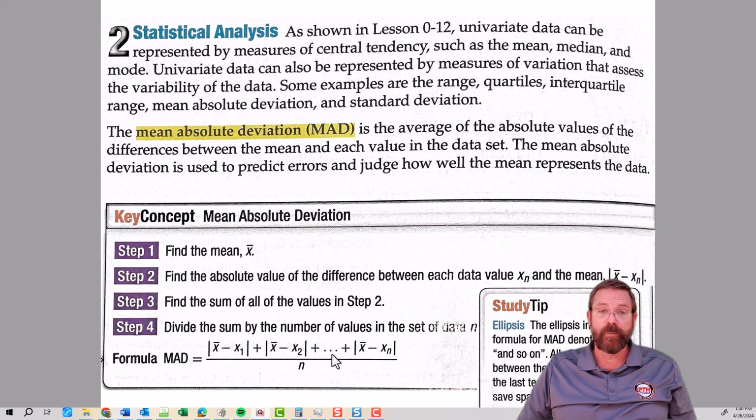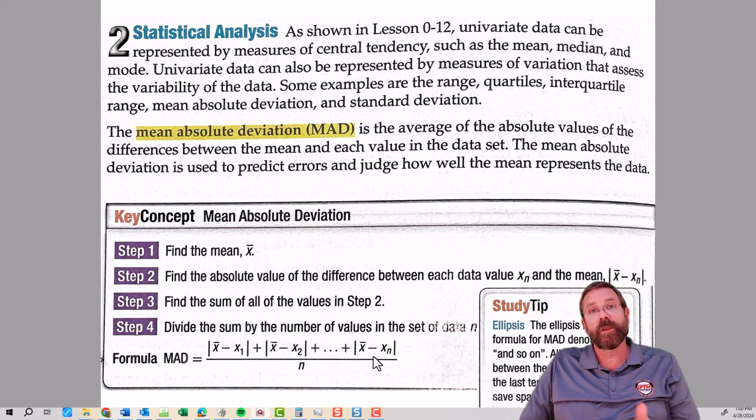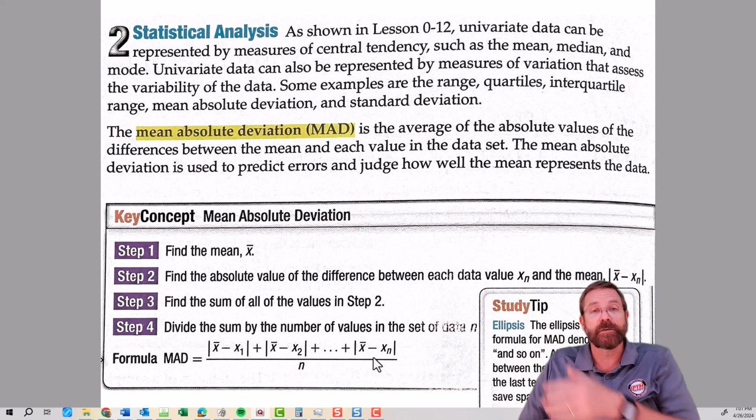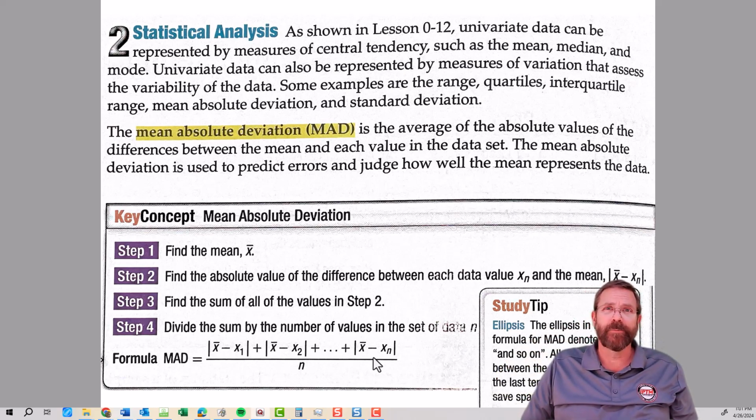Note that the ellipsis that you see right here in the formula means "and so on." So we stopped at 2 and then we went on to n. The next one would have been x sub 3, x sub 4, x sub 5, all the way until you run out of them, and that's going to be your last value, which would be x sub n. We good? I hope so.